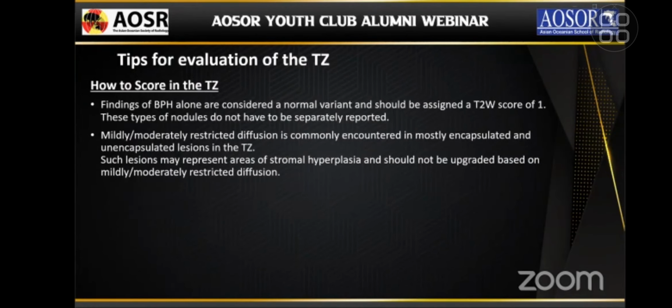Regarding how to score, you don't need to score typical BPH nodules. Also, mild or moderate diffusion restriction is common with stromal hyperplasia, so the category should not be upgraded unless marked diffusion restriction is present. As we have seen, TZ is difficult to evaluate, so I'd like to introduce a study that may be of some help.